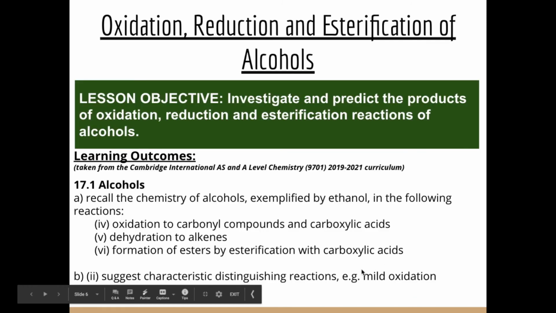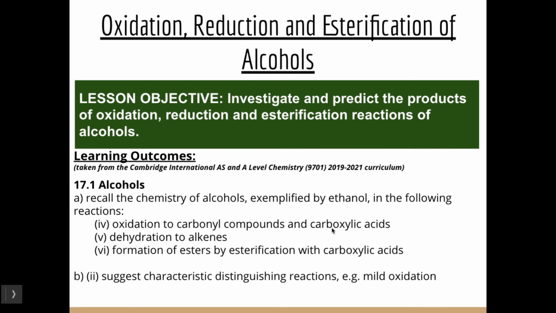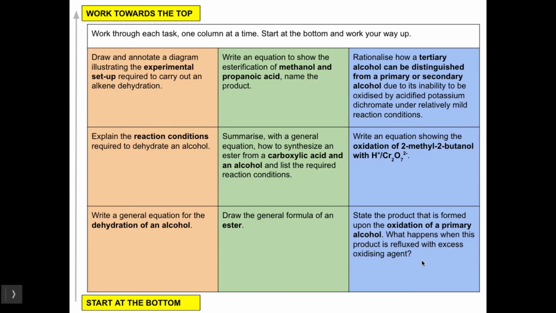And with that, we've got another unit down. Very well done. What have we done today? Record the chemistry of alcohols exemplified by ethanol in the following reactions: oxidation to carbonyl compounds and carboxylic acids, dehydration to alkenes, formation of esters by esterification with carboxylic acids. Then we suggested characteristic distinguishing reactions, for example, mild oxidation right at the end there.